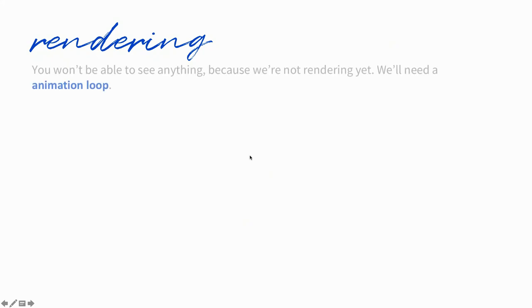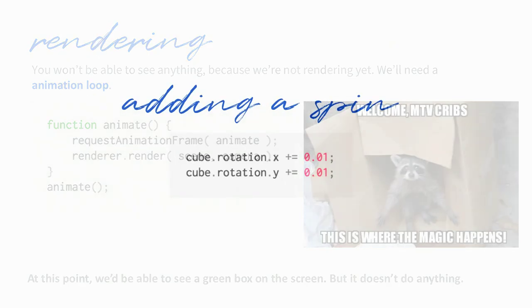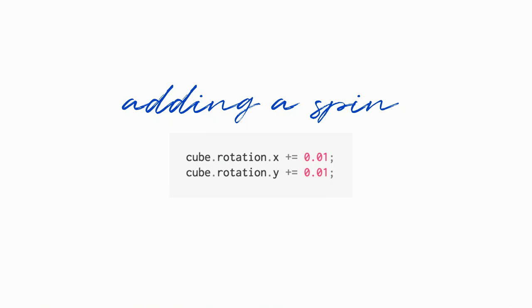So we actually have to give it some directions on what to do every single frame. When we add our cube to the scene, it's got coordinates and it's got a rotation automatically added to it. You can find all the different attributes and properties of your objects just by checking out the documentation or playing around with the console a little bit. But basically all we know is that our X rotation is zero and our Y rotation is zero.